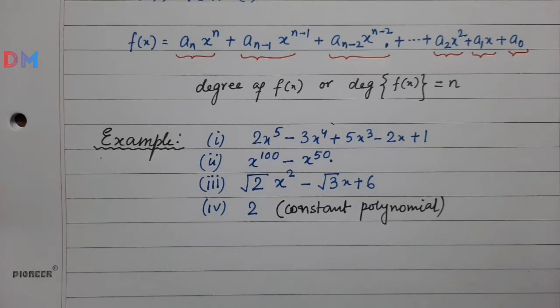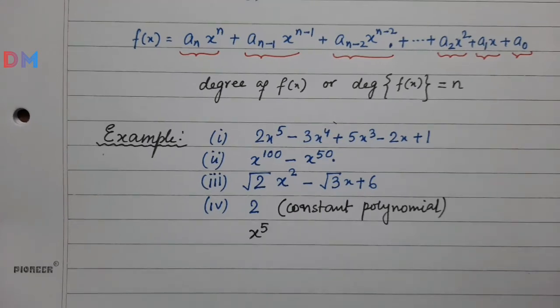Why constant polynomial? Because it has only the constant term. It's better to call it a constant polynomial rather than monomial, because if I talk about the polynomial x to the power 5, this is also a monomial because it has only one term. So it's better to call the fourth example polynomial a constant polynomial.